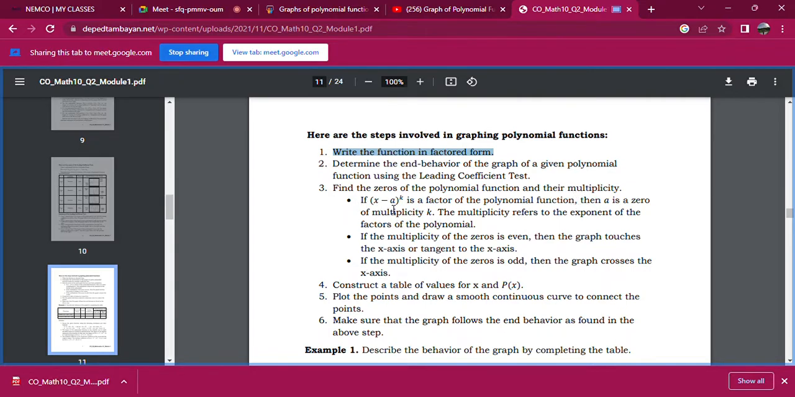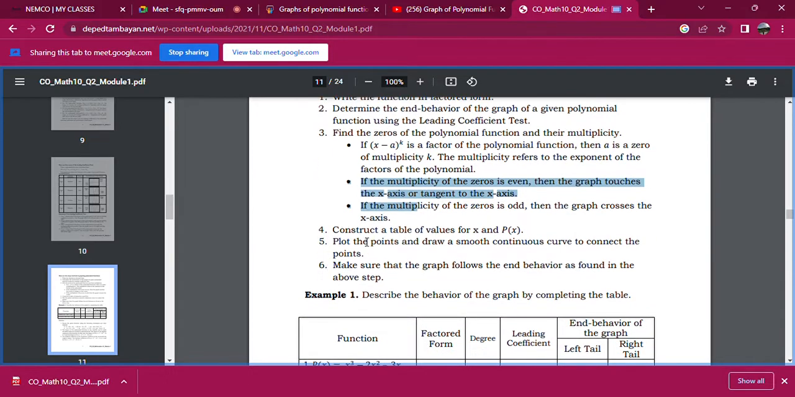So, for example, if x minus a to the power of k is a factor of the polynomial function, then a is a zero. If multiplicity k, the multiplicity refers to the exponent of the factors of the polynomial. Later, we will have an example. If the multiplicity of the zero is even, then the graph touches the x-axis or is tangent to the x-axis. So again, if the multiplicity of the zero is even, the graph touches the x-axis or is tangent to it. But if the multiplicity of the zero is odd, then the graph crosses the x-axis. So you also have to remember this one here.